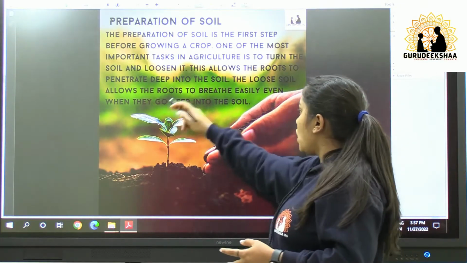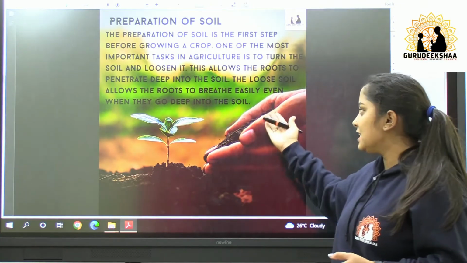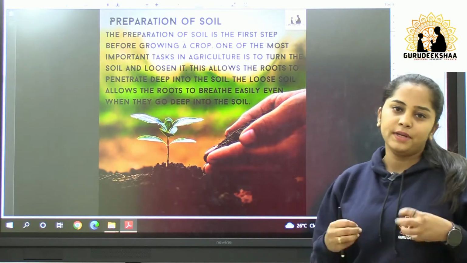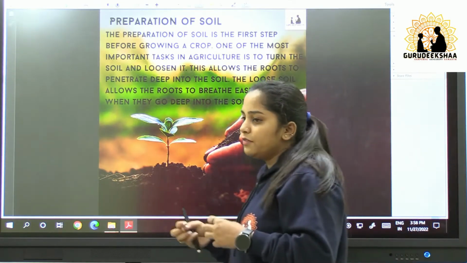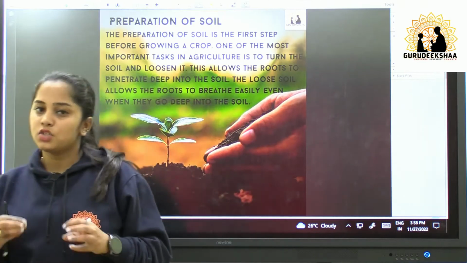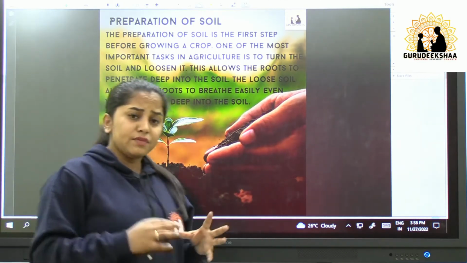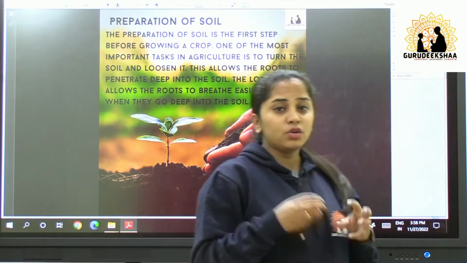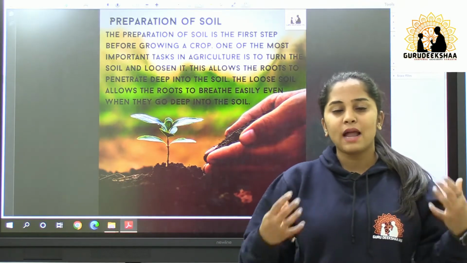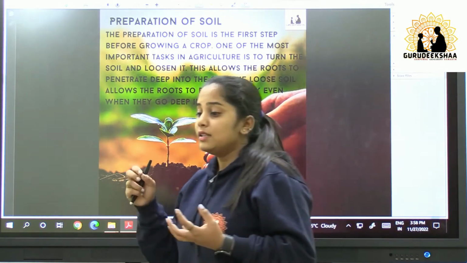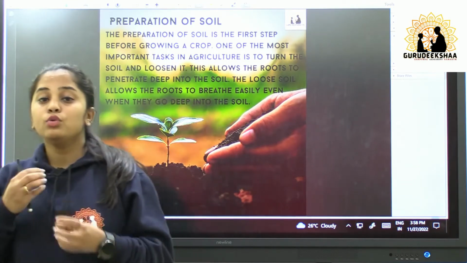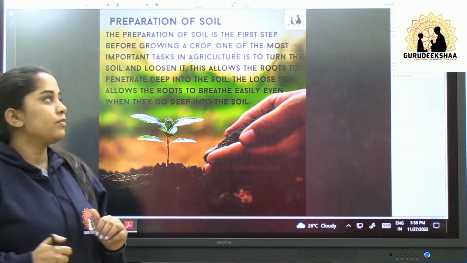So the loosened soil allows the root to breathe easily even when it goes deep into the soil. So the root, we know it goes deep inside the soil, right? Even though it goes deep inside the soil, the root has to breathe, or else the plant will die, obviously. This is the reason why we have to loosen up the soil.